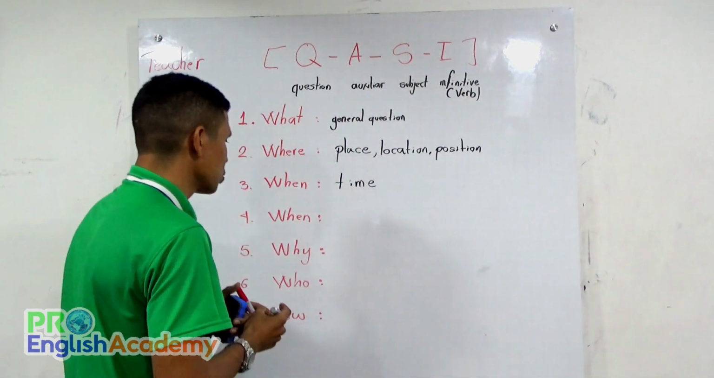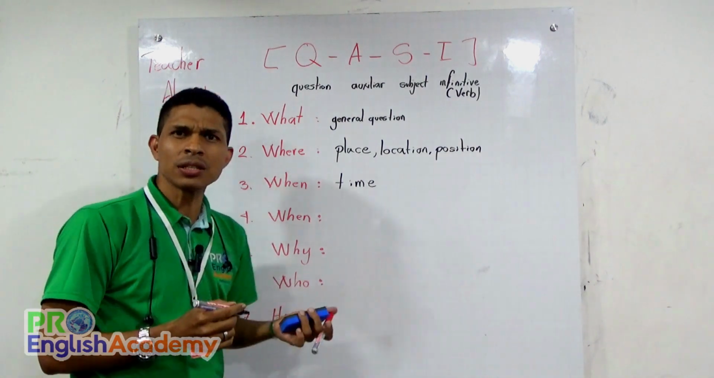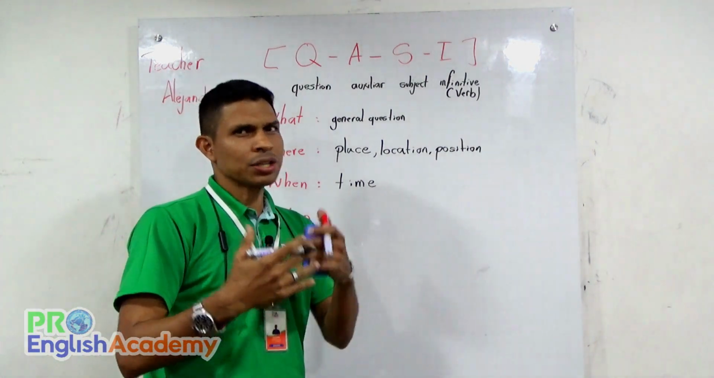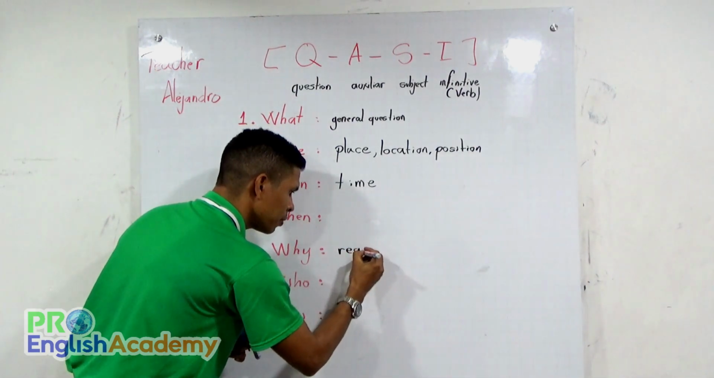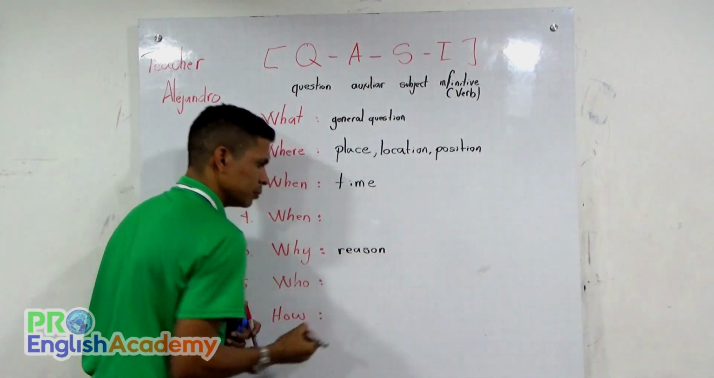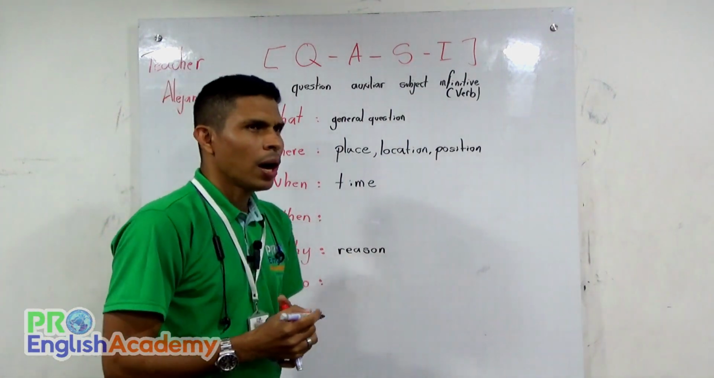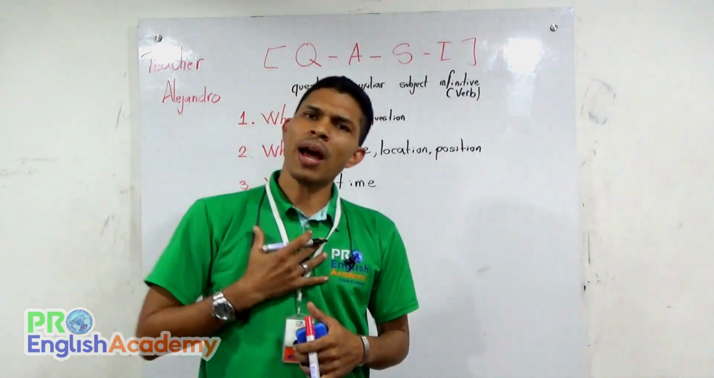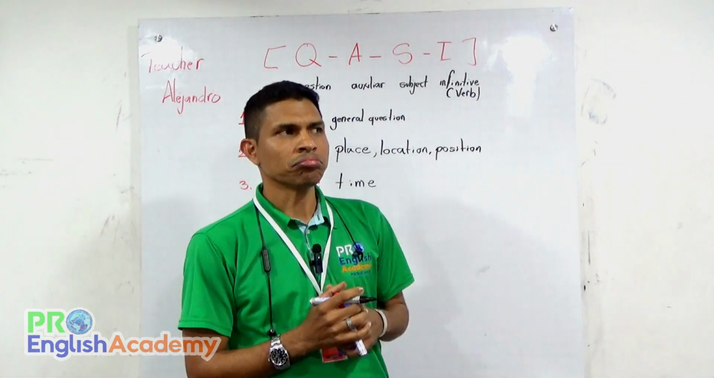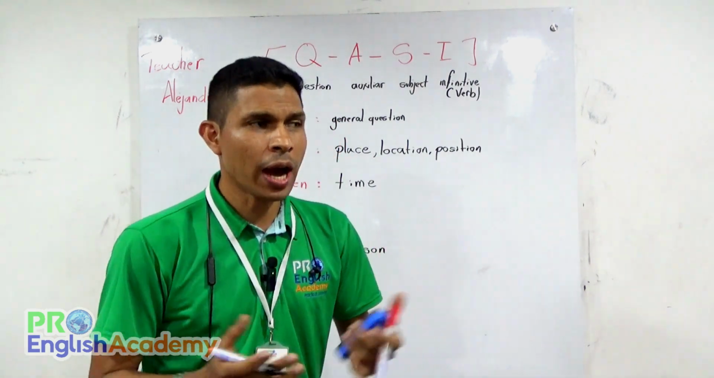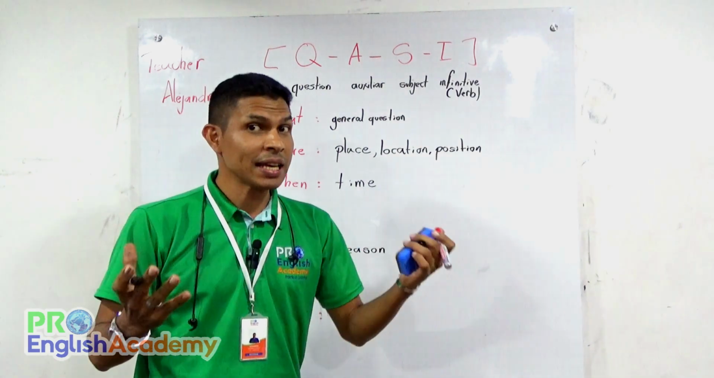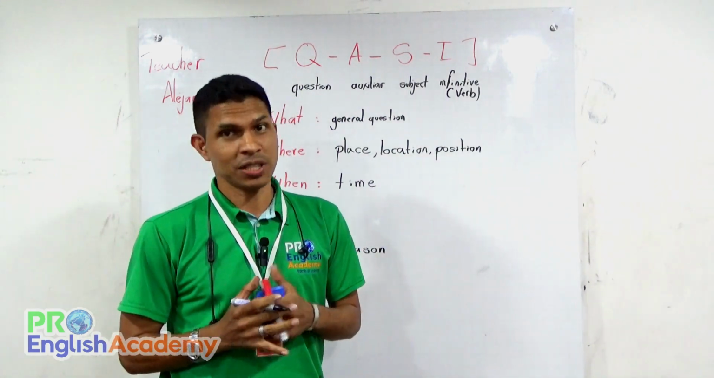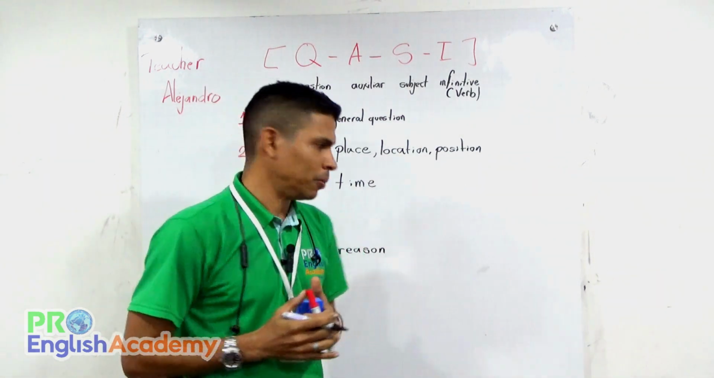Why is a question about reason, when we justify an answer. So then we say that why is a reason. Yeah? I am happy. Someone says, hey, why are you happy? Well, I am happy because it's my birthday. For example, as an example, right?